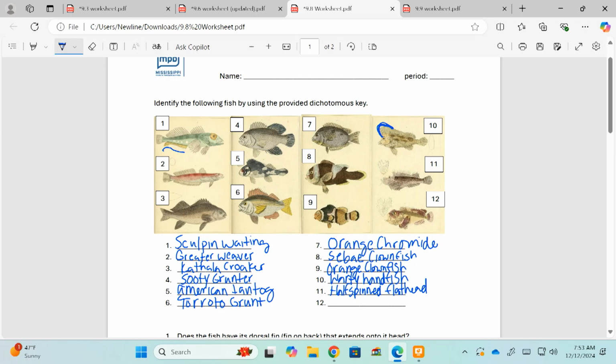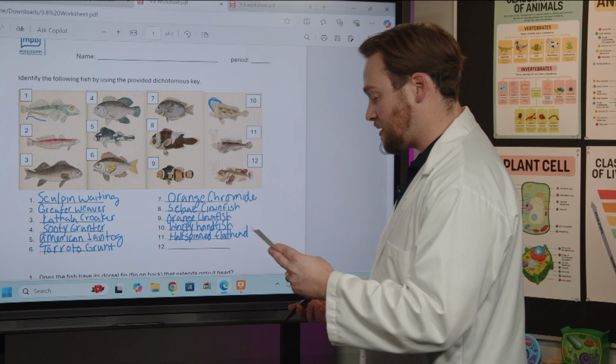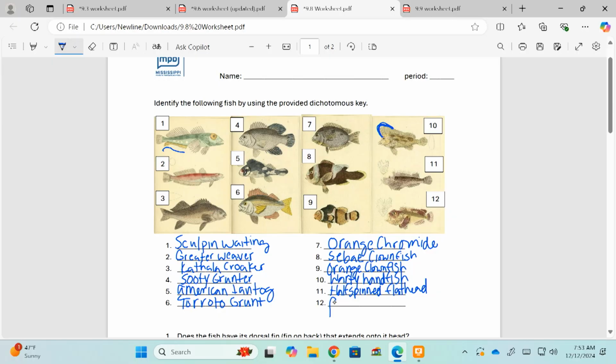Does the fish have a red stripe on its back? No. Go to 4. Does the fish have blue fins? No. Go to 6. Is the fish orange and black? No. So we'll go to 7. Is the fish yellow with red fins? Now that describes it really well. Yes. So this is a pitted stonefish.